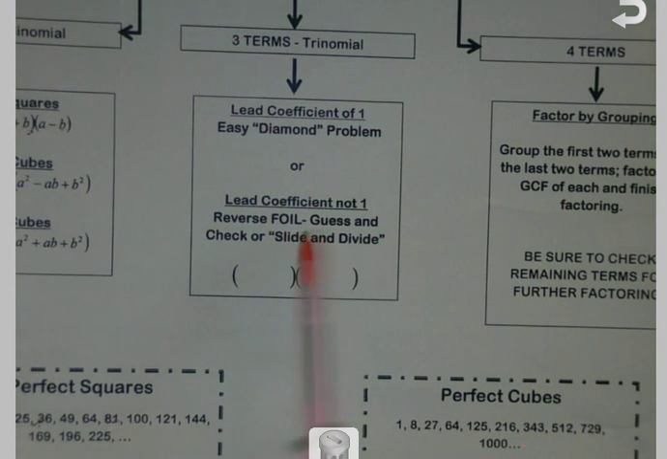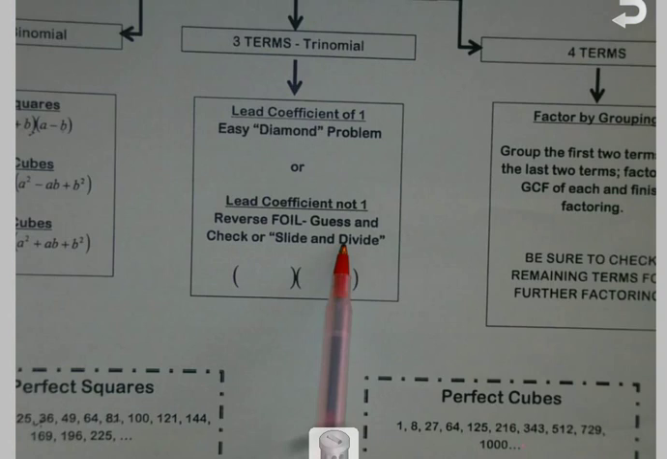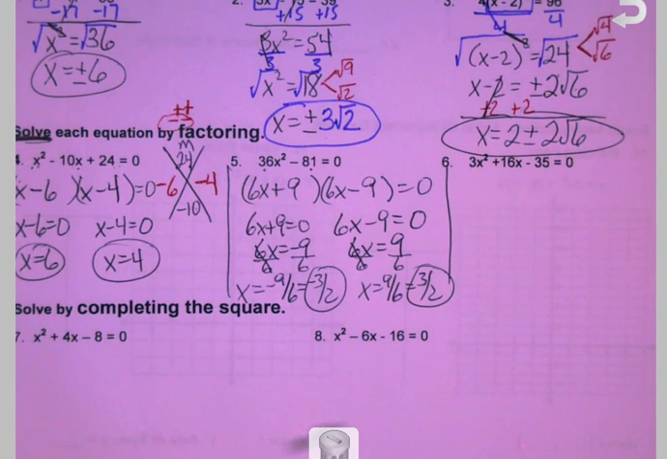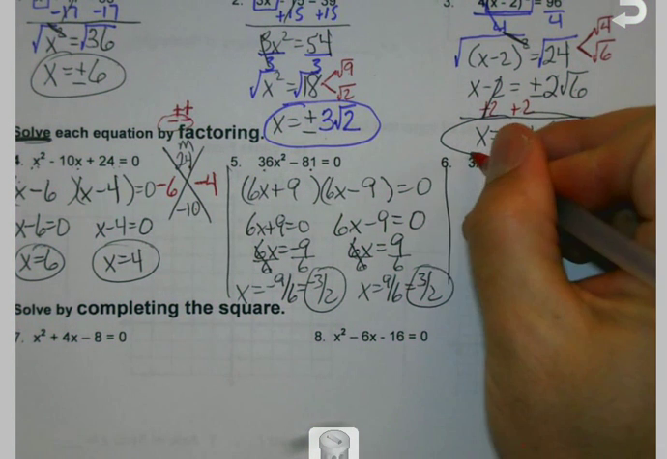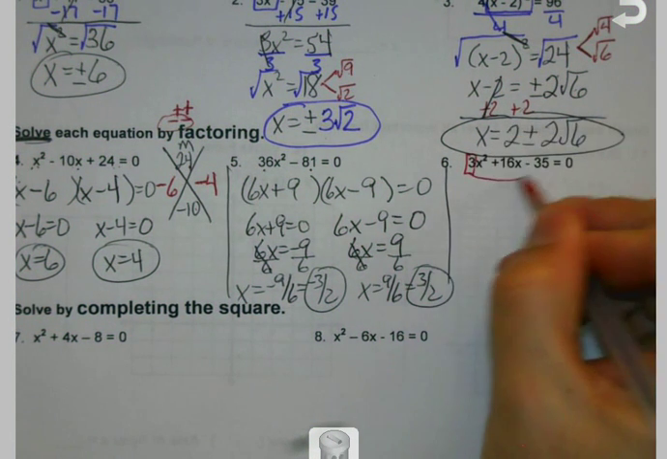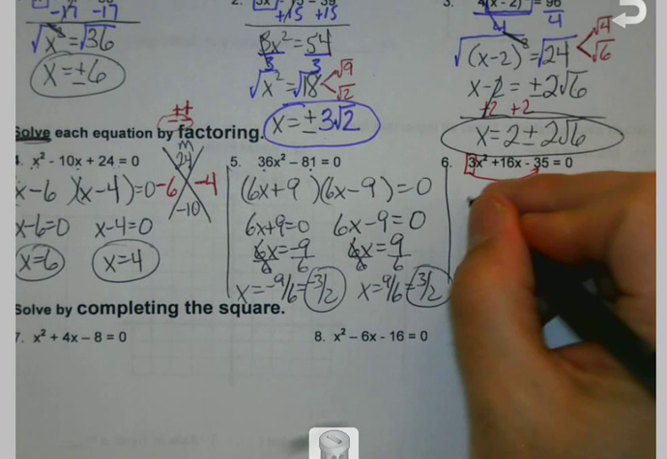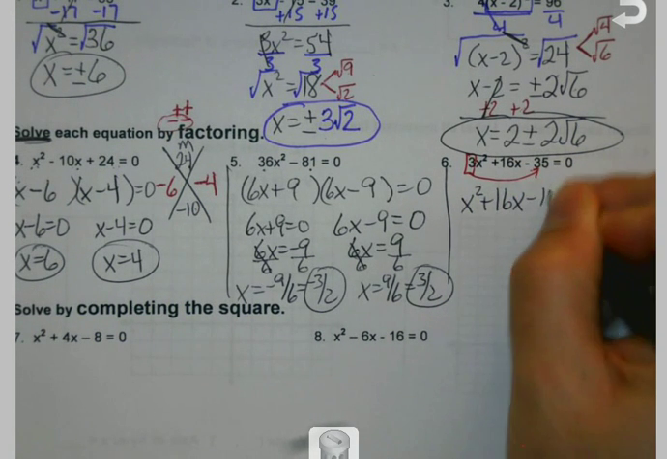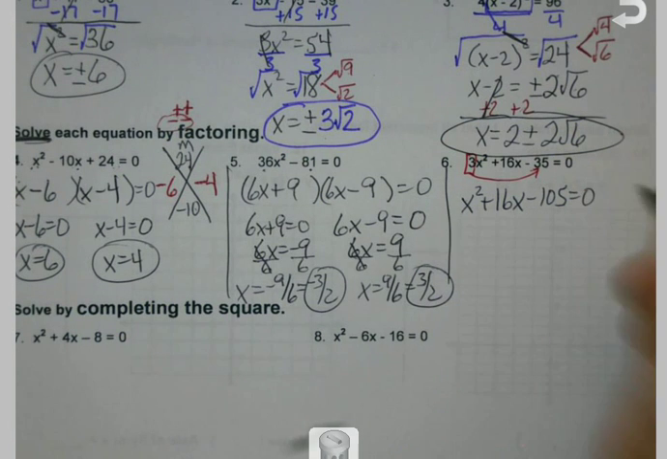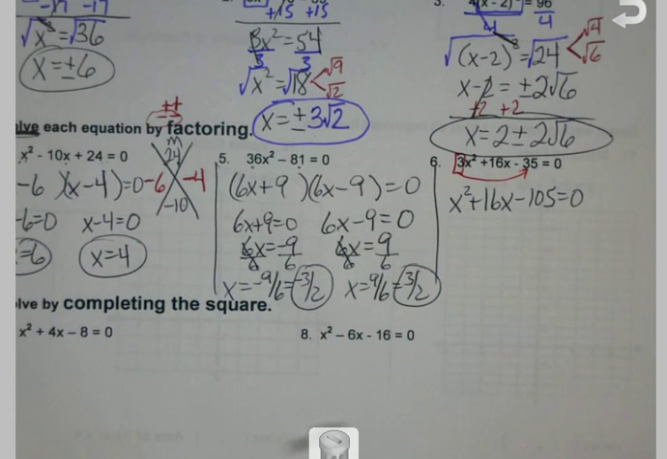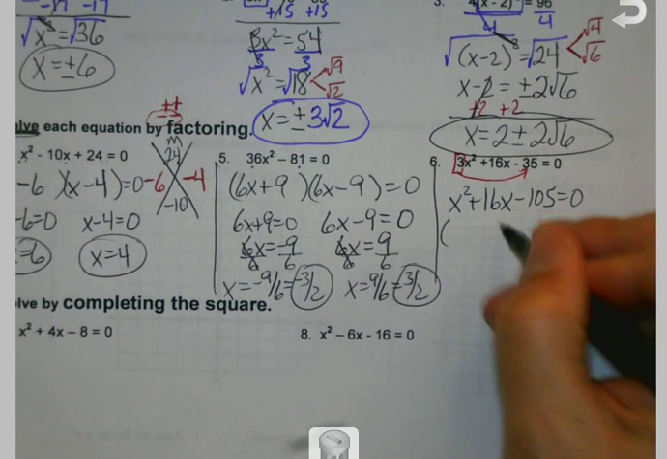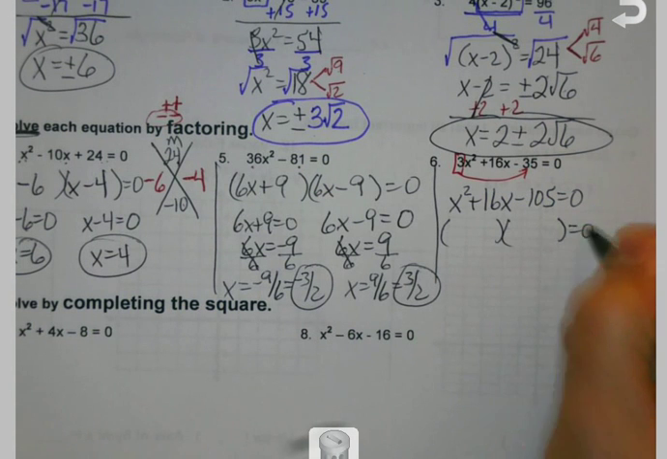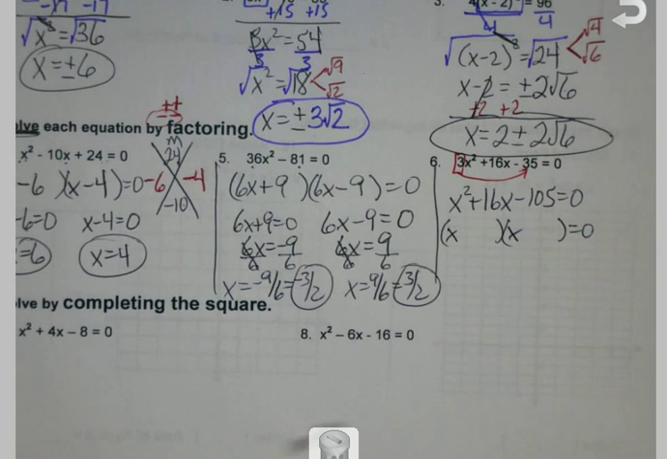Okay. Guess and check or slide and divide. Well, we tend to have gone with slide and divide because the guess and check's been a little strange. So we'll slide this guy down here. And again, with any of these, the more practice you get, the easier this gets. So I get here and I go, okay, these numbers are a little big. That's okay. Let's think about some things first, though, before we jump in and start looking for numbers.